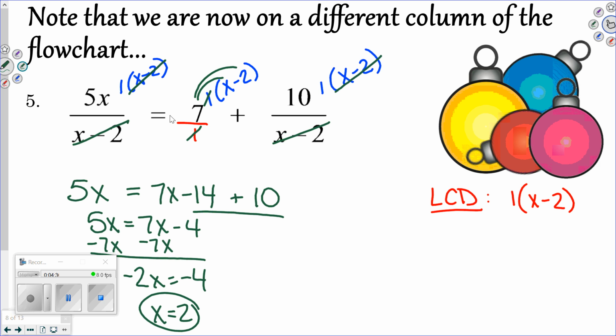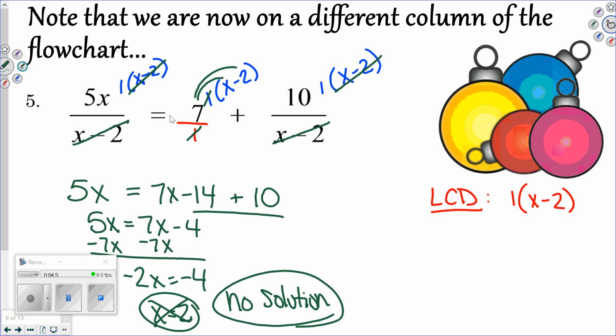What's your next step say? Check for extraneous, which again, you can write underneath there, look at restrictions. What were your restrictions? You can look at your LCD. What's your restriction? 2. So there is no solution. I know, you guys get so mad. You do all the work and you're like, no solution. All that for nothing.